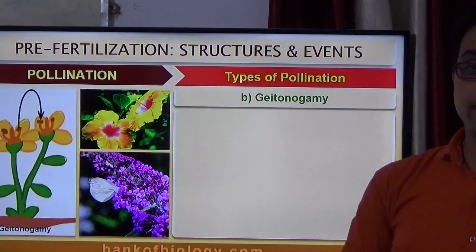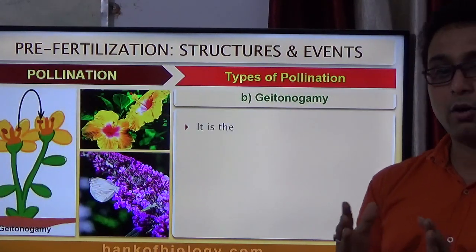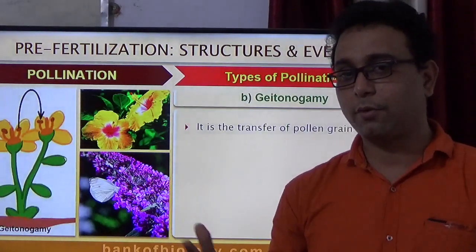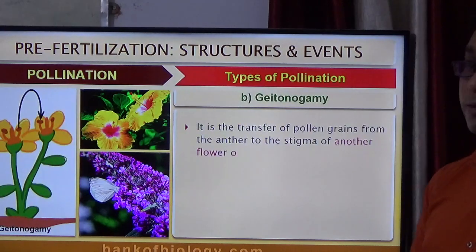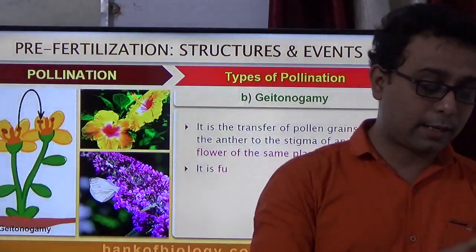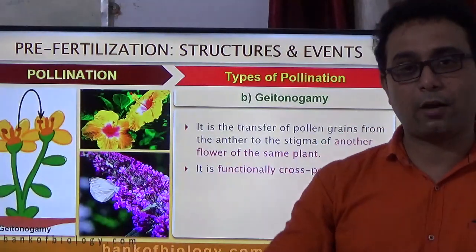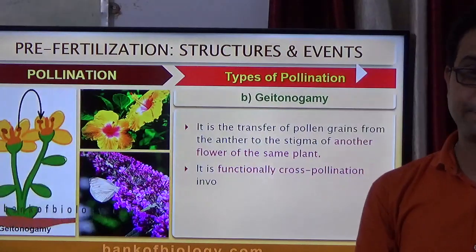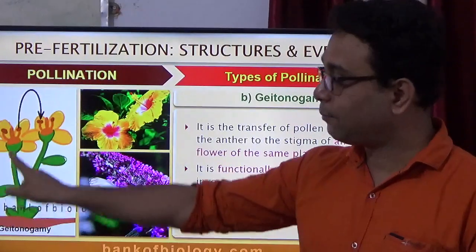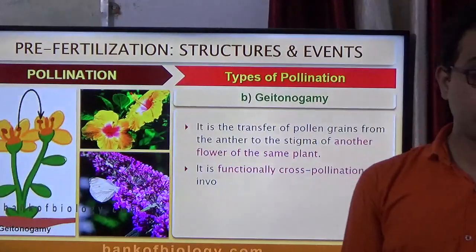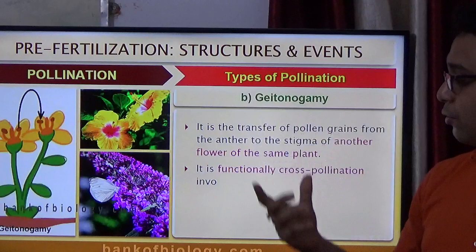Now geitonogamy. We already discussed autogamy, and the second point is geitonogamy. It is the transfer of pollen grains from the anther to the stigma of a different flower, but on the same plant. Right? Here it is the same plant but two different flowers. So it is called geitonogamy.